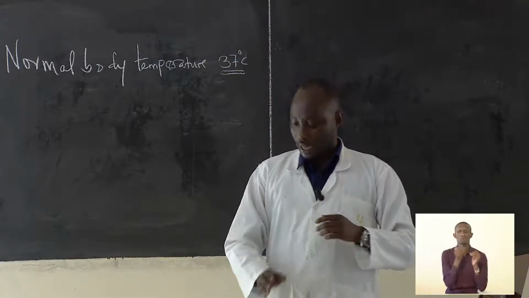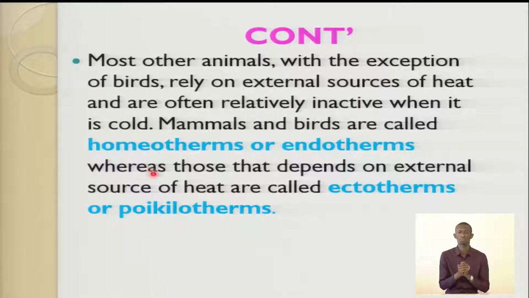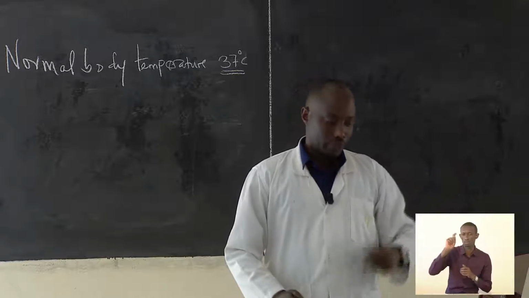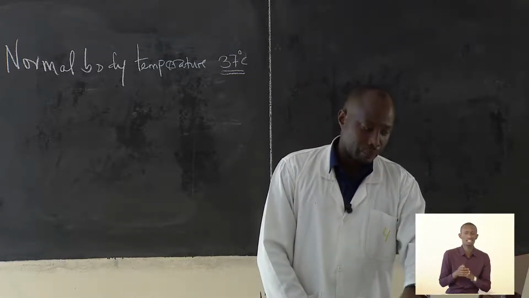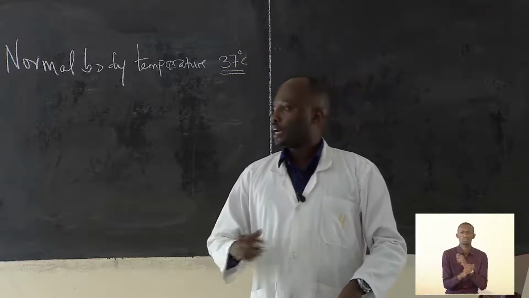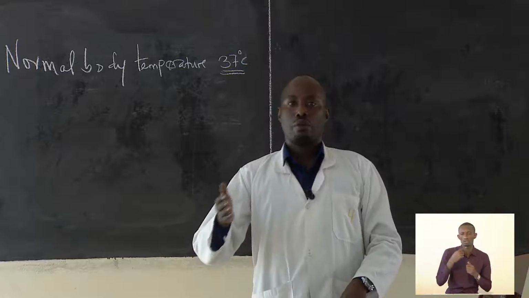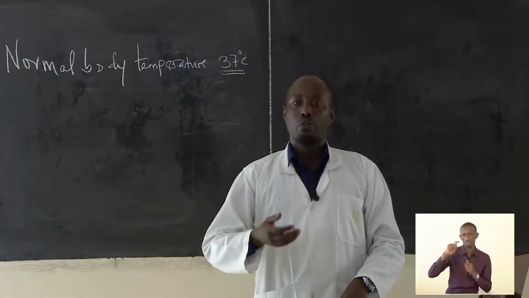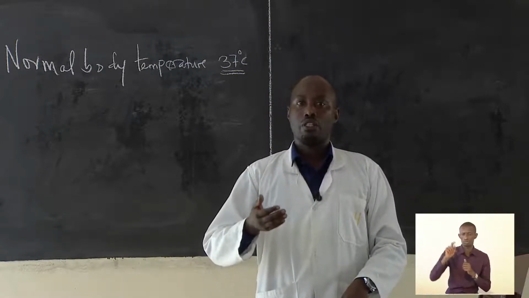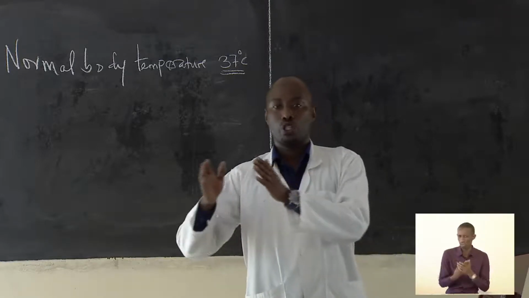Whereas those that depend on an external source of heat are called ectotherms. Ectotherms, these are poikilotherms, whose body temperature varies according to the environment. So we have talked about endotherms and homeotherms, and we have talked about poikilotherms or ectotherms, and I think everybody is able to distinguish the two.